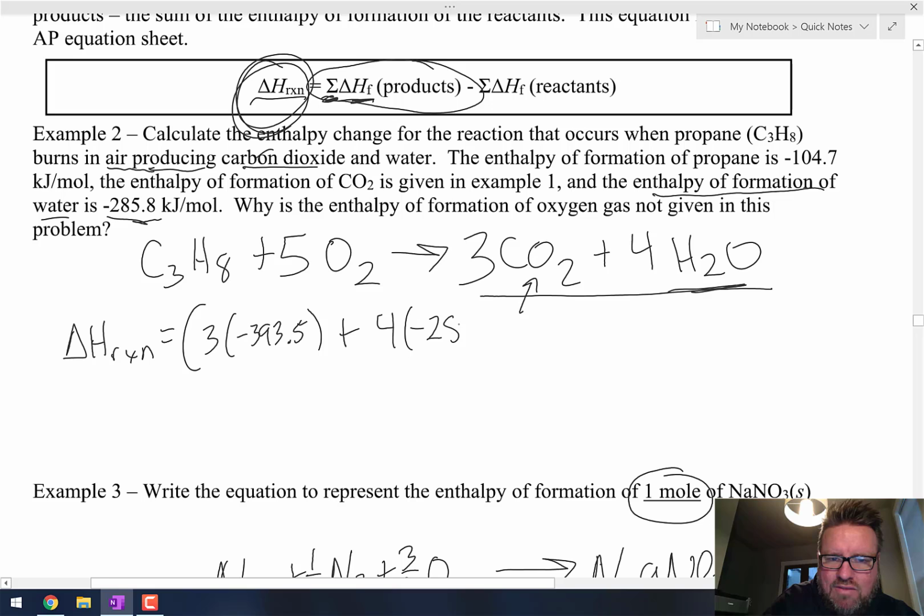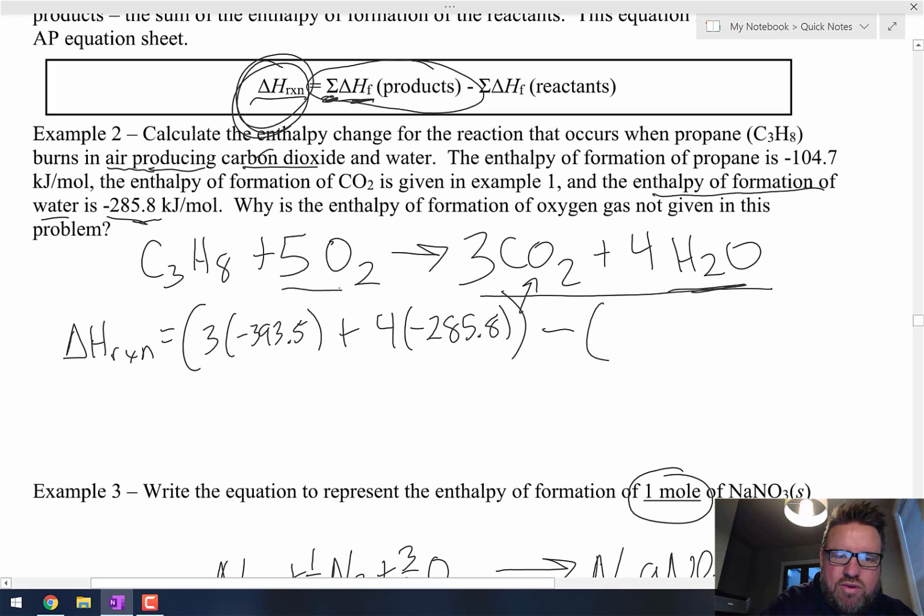And then negative 285.8. And that's my products. So remember, the sum of the enthalpies of formation of the products minus the sum of the enthalpy of formation of the reactants.